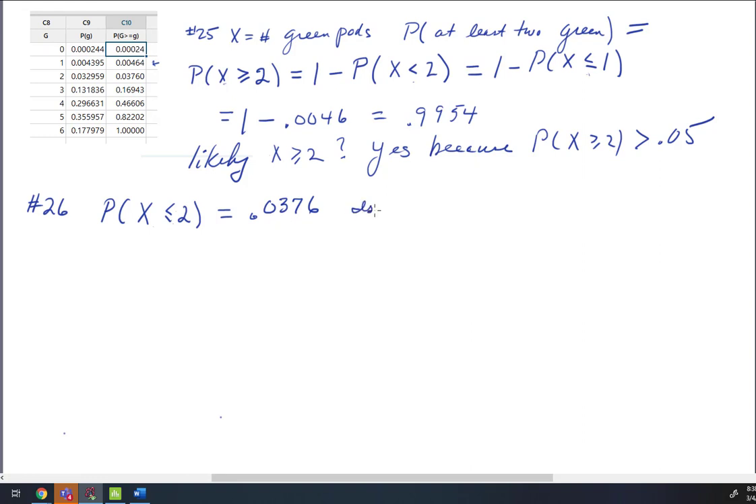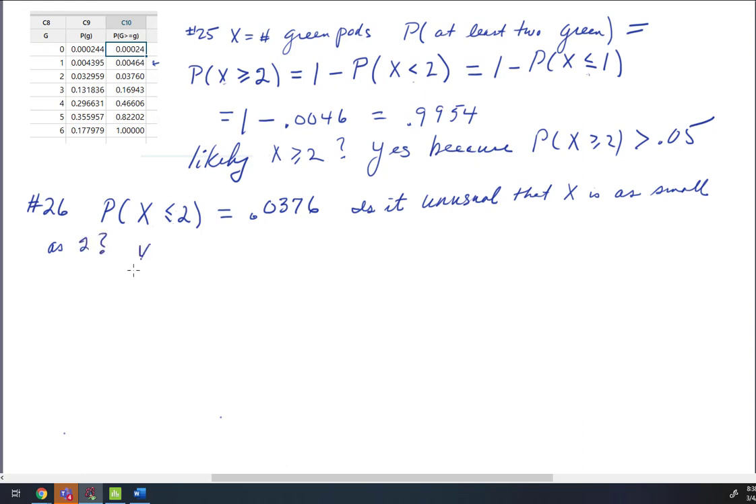And then the second question from this problem, is it unusual that X is as small as 2?